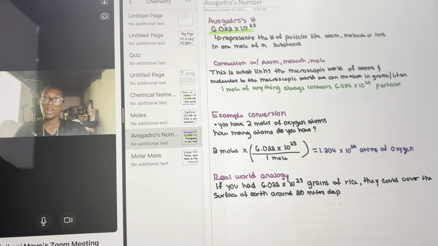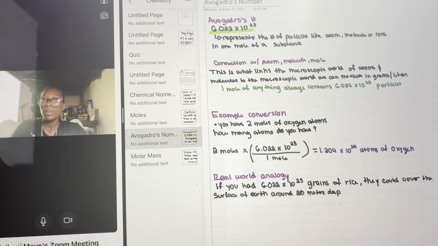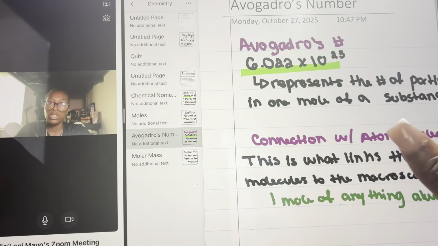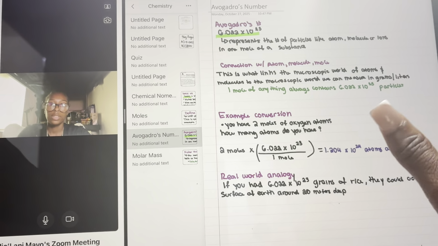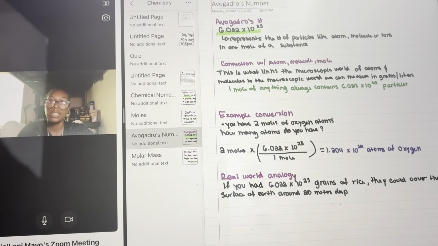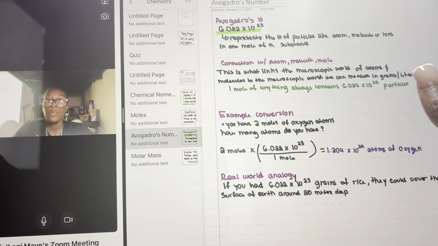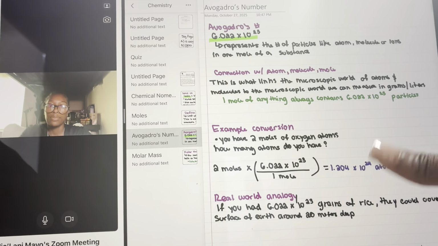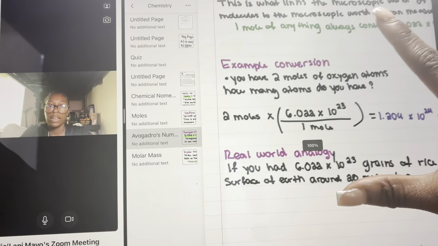Here is part 3 on Avogadro's number. This represents the number of particles like an atom, molecule, or ion in 1 mole of a substance. This is represented by 6.022 times 10 to the 23. The connection with atoms, molecules, and moles: this formula helps represent how to measure atoms, molecules, and ions in 1 mole of a substance. My first example, I have this conversion.